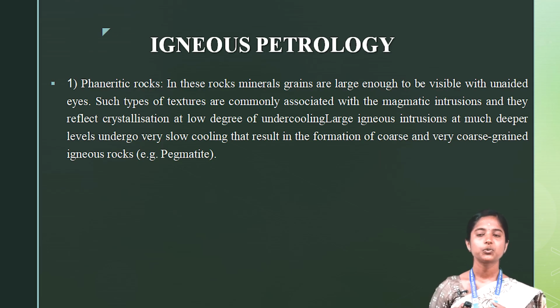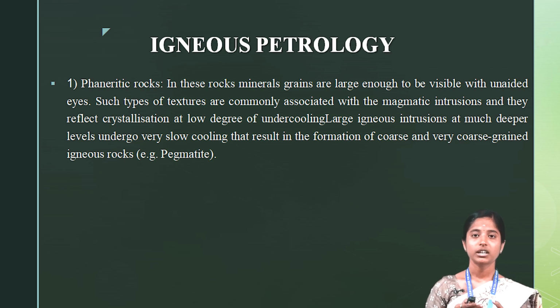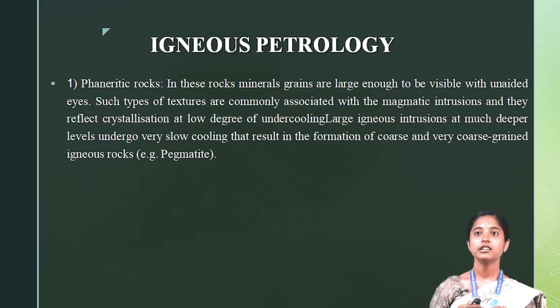Phaneritic texture is classified into the following subtypes. Fine grain: grains less than 1 millimeter come under fine grain. Medium grain: between 1 to 5 millimeter come under medium grain. Coarse grain: grains from 3 millimeter to 5 millimeter, or 3 millimeter to 5 centimeter, also come under coarse grain. Very coarse grain: grains greater than 3 centimeter come under very coarse grain.